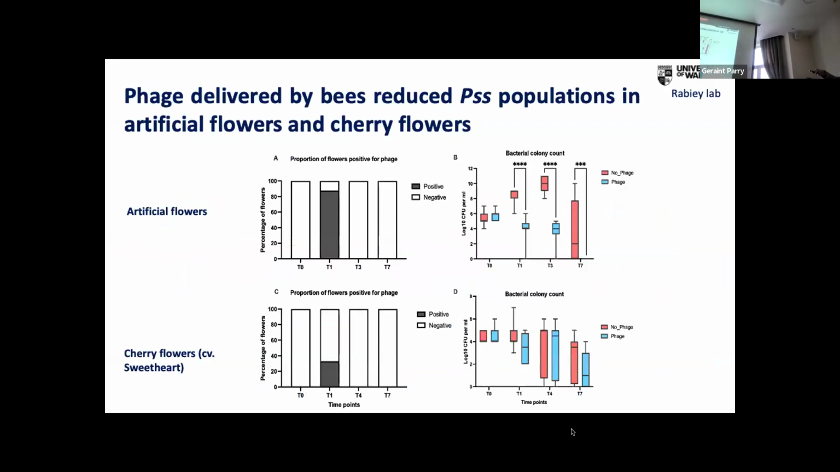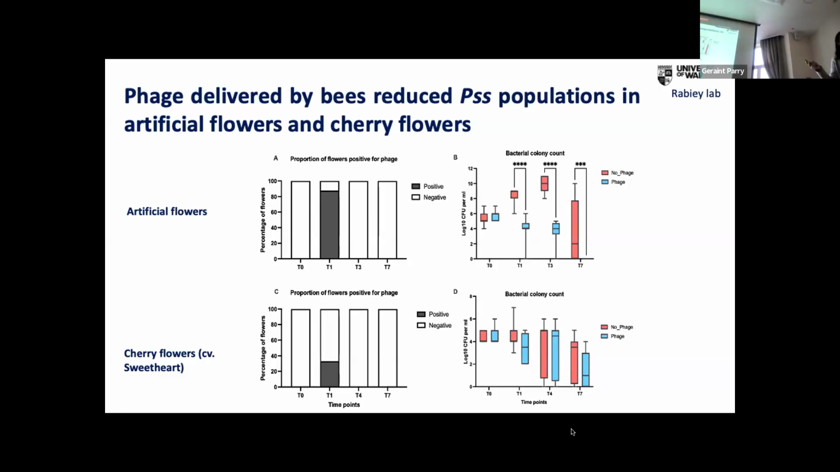So again, you can see at time 1, bees could transfer phage from hive to flowers. By doing so, they reduced the bacterial population significantly throughout the experiments, and we couldn't detect any at time 7 when phage was present. And the real cherry flowers, they again reduced the bacterial population throughout. So by only having access to phage powder once, they could reduce the bacterial population throughout. It might be that we just couldn't detect the phages by the spot assay that we do, and we need to do more, like qPCR, to detect phages here.